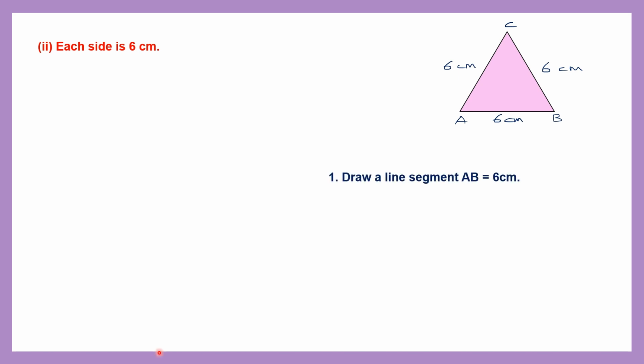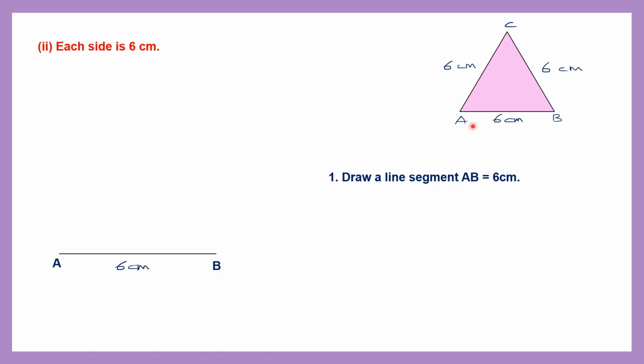Question 2. Draw an equilateral triangle where each side is 6 centimeters. So let's draw a rough figure. So here we have a rough figure. Let's give it the points A, B and C. Each side is 6 centimeters. So all three sides should be the same because this is an equilateral triangle and the measurements are 6 centimeters each. So first step, draw a line segment AB. So we're having A and B. This is the first line segment and this is 6 centimeters.